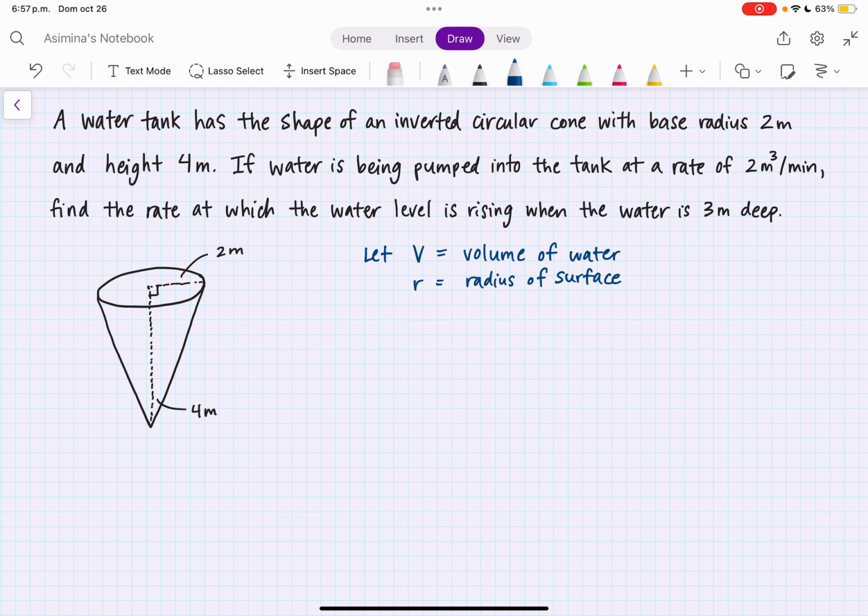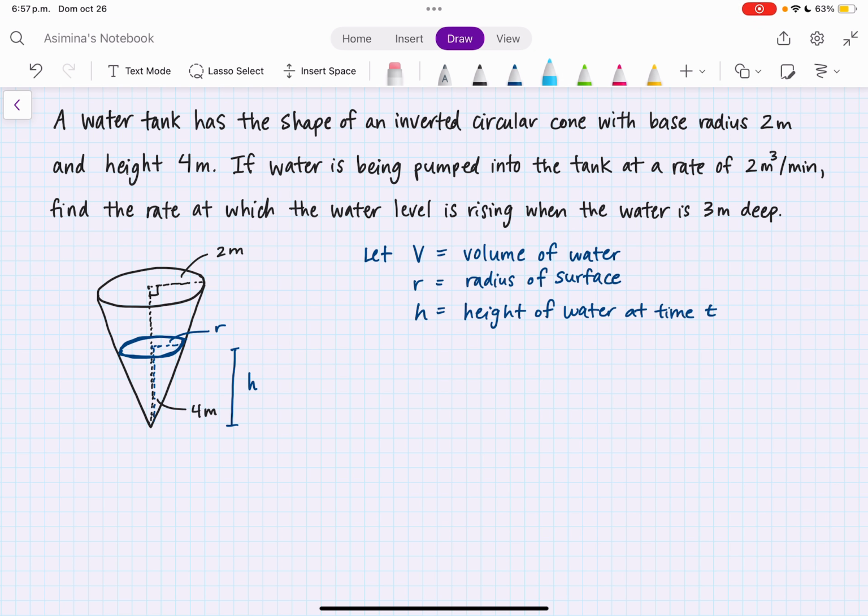And maybe I should draw that. So let's say we're at this point, then that will be R. And then similarly, we can let H be the height of the water at time t. So let's say that's perhaps this length. Okay, great.